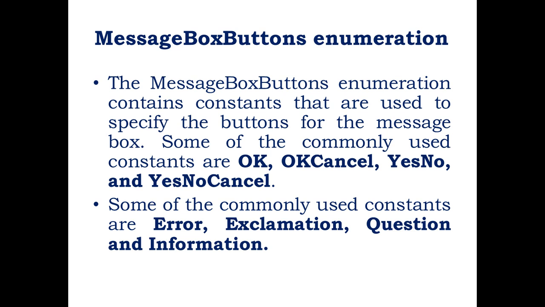MessageBox enumerations are very important, like the common constants of the MessageBoxButtons enumeration: OK, OKCancel, YesNo, and YesNoCancel. One button is the default, OK; two buttons are OKCancel and YesNo; and three buttons are YesNoCancel. Some of the commonly used constants are Error, Exclamation, Question, and Information. This icon type is also used for the type of message box.